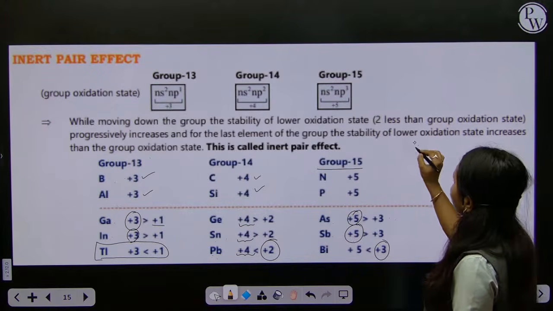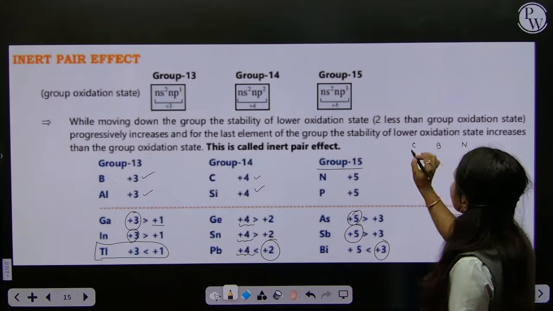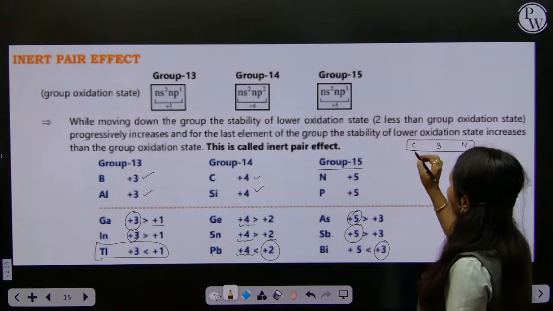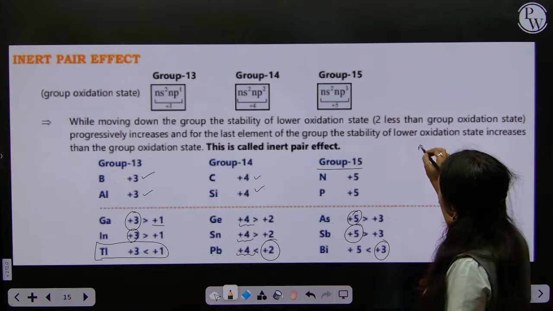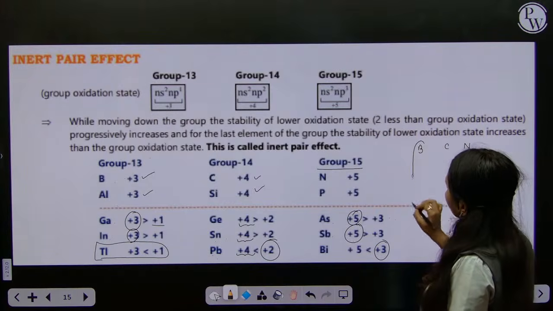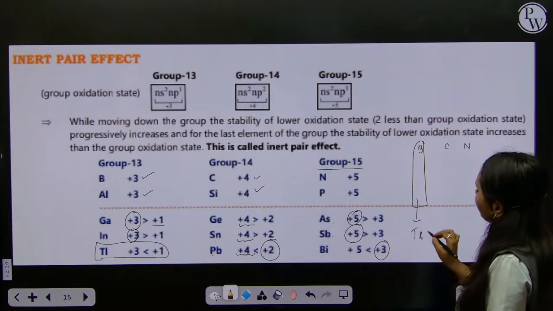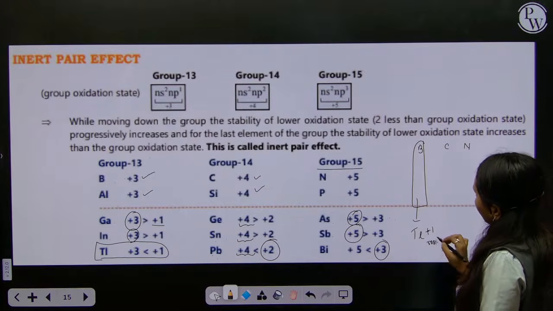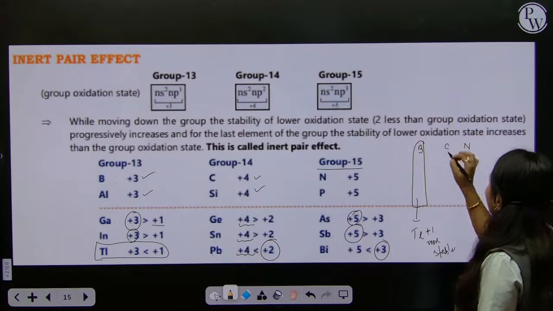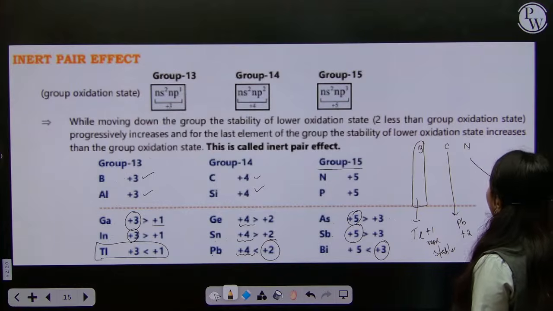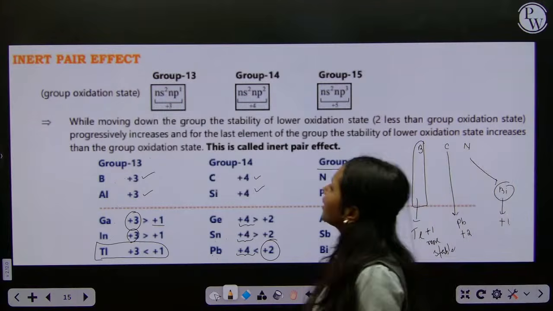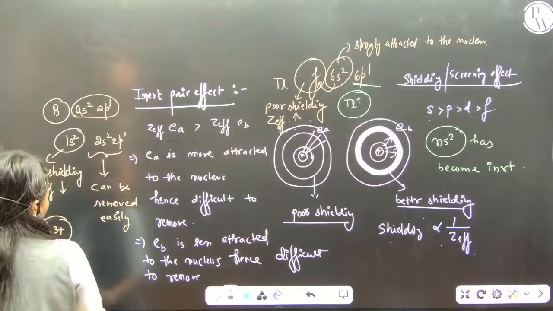So let me tell you quickly, for the boron family only thallium +1 is more stable. For the carbon family, only for lead +2 is more stable, and for the nitrogen family only bismuth +3 is more stable. Right? Fine. Now, what are the applications of this effect?